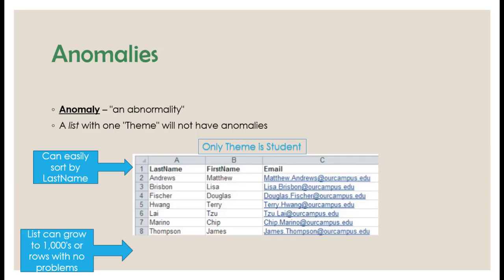Let's discuss this concept of anomalies, because when you use a list that isn't correctly formatted, you get an anomaly. The word anomaly just means an abnormality. Something's not quite right here. And a list with one theme does not have anomalies. So here I have a list. The only theme is student. Because the fields are atomic, I can easily sort by last name. I could grow this for thousands of records, I do not see that there's a problem with this list.